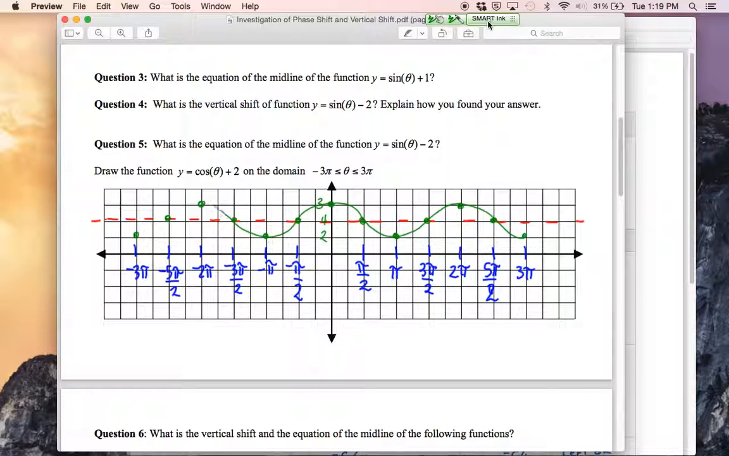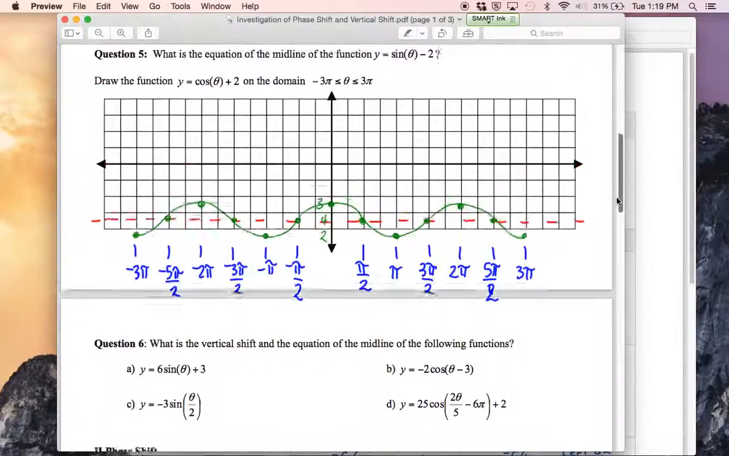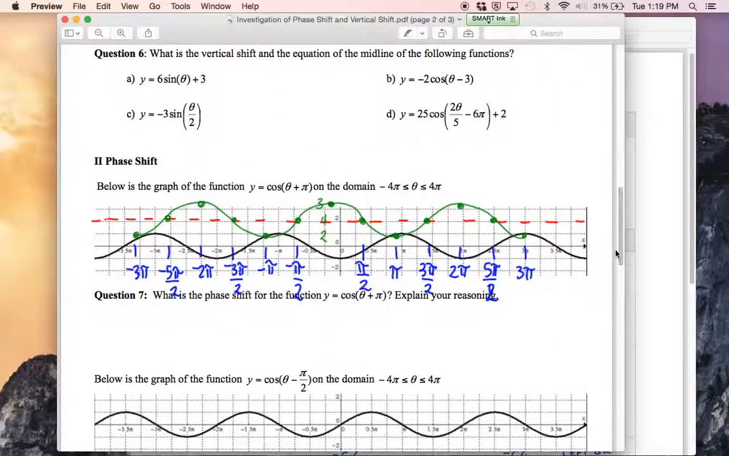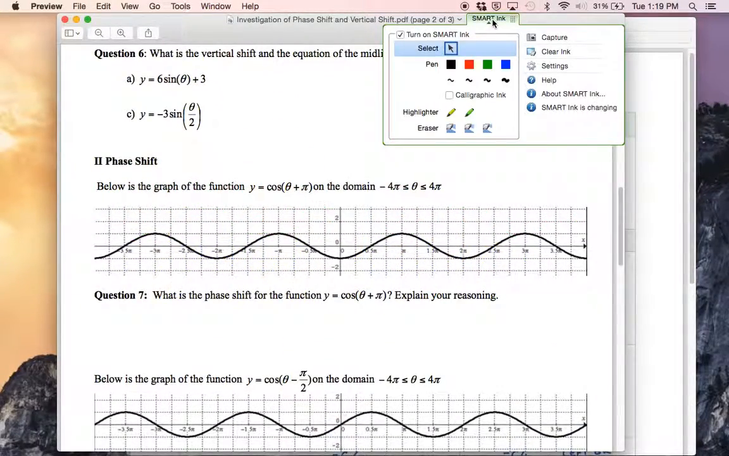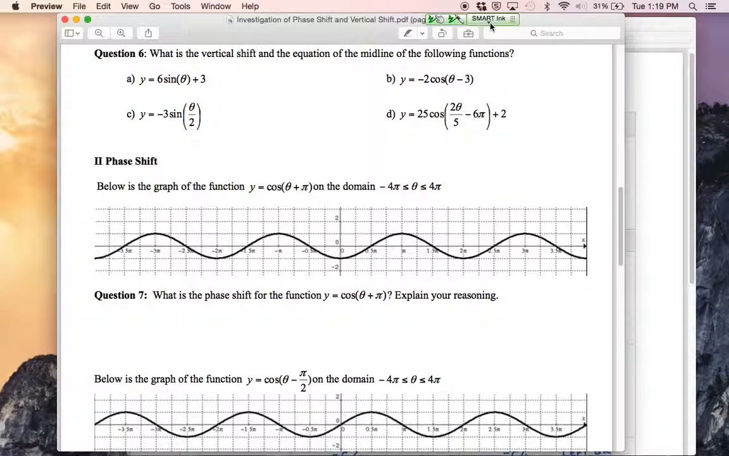Okay, connecting. All right, and so that's my function. That's y equals cosine theta plus 2. So it's just been shifted up 2 spaces. Moving on. Question 6. So now it's just asking you, what is the vertical shift and the equation of the midline? So vertical shift is 3. Equation of midline is y equals 3.